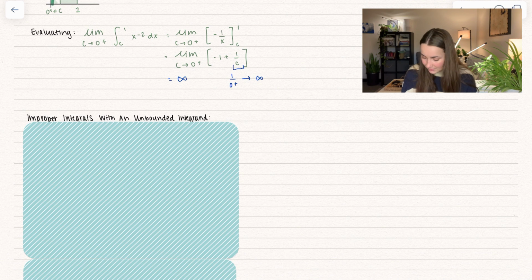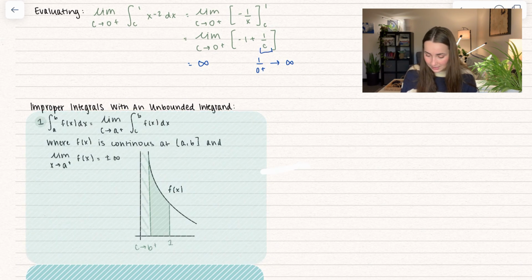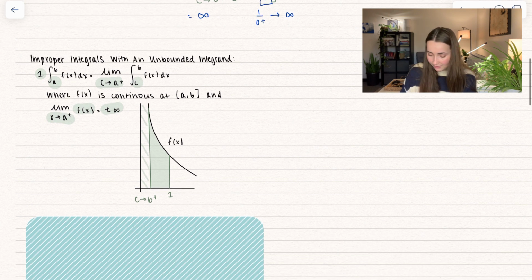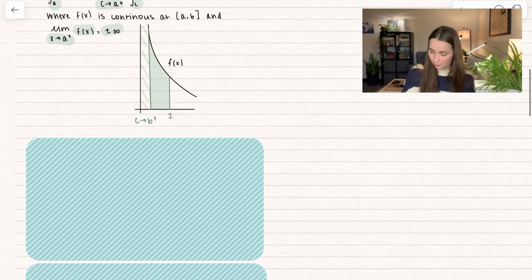So let's talk about the different types of improper integrals with unbounded integrands. So first we have the one that we just did. We have that the limit as x approaches a of our function is going to be infinite. And so that means we have to replace our lower bound with c, which is approaching a from the right side. And we can see what is happening here, the area that we're accounting for, and it's just like the example we just did.